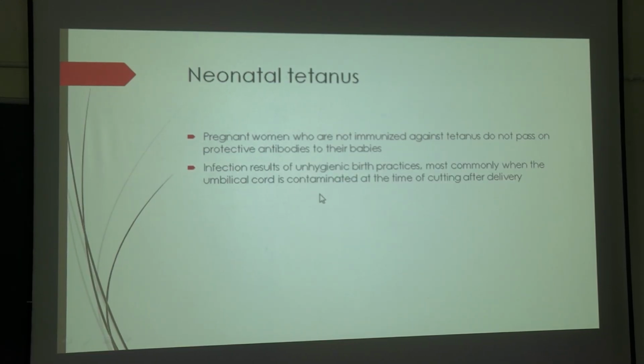But usually that infection results from unhygienic birth practices, most commonly when the umbilical cord is contaminated at the time of cutting after delivery. How did it happen in earlier days? In villages when delivery happened at home, what was the umbilical cord cut with? A bamboo splinter. So that was the source of infection, and also they usually put cow dung over the umbilical stump. That was also a source of infection.